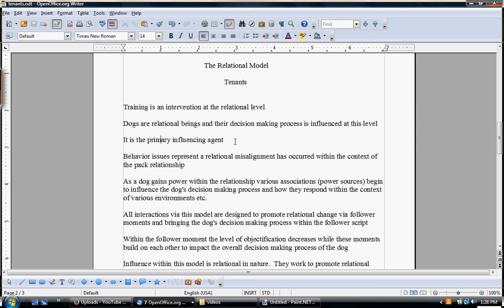So anyway, I hope this is helpful. This is all posted on my website. If you go into my relational model, I show the side-by-side contrast of the learning-based model to the relational model, and you'll find these tenets are listed in there as well.